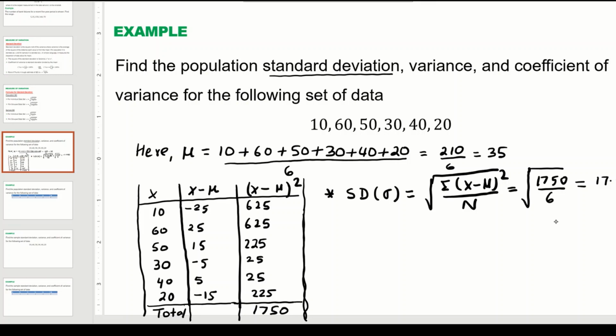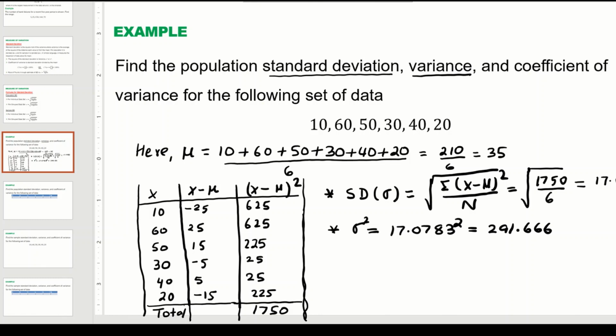Next we need to find the variance. Variance is the square of the standard deviation, so it is sigma squared, which is equal to this value, standard deviation, squared. So 17.0783 squared. If you multiply this number by itself, or square it using a calculator, the value is 291.6667. That is the variance.